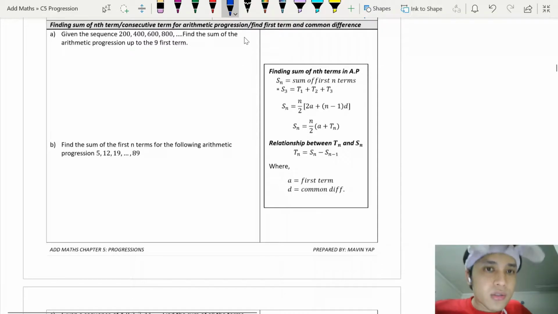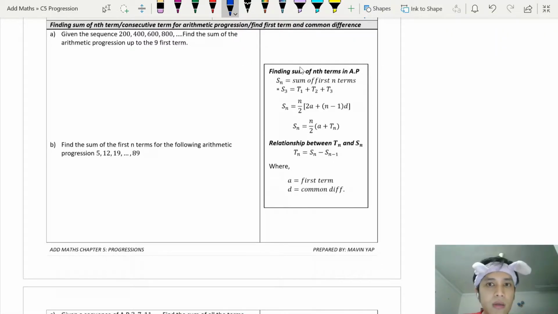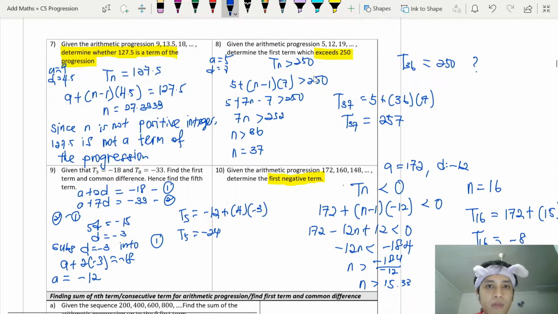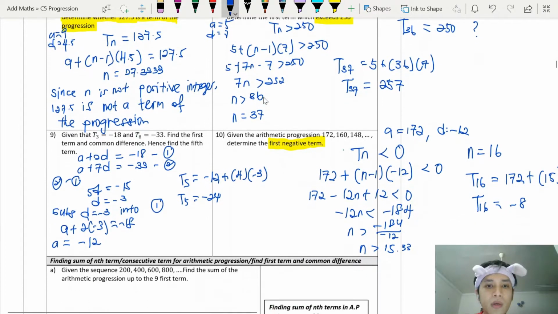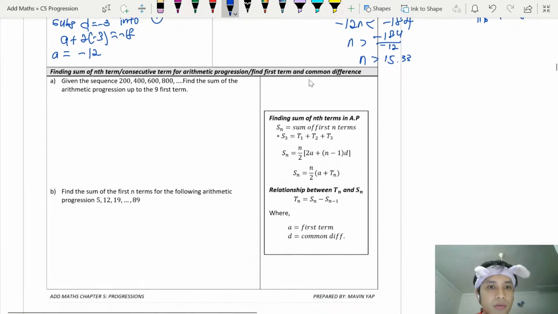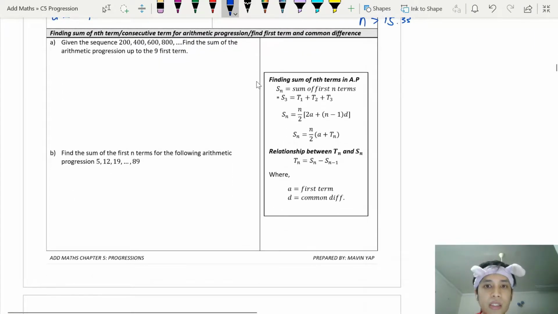Okay, so let us continue for your maths. Previously we already learned about the terms, the number of terms, Tn, how to find the first term, how to find the common difference. Once you are familiar with the first part, now we are going to go into your sum of terms. Basically sum is total, meaning you add up.